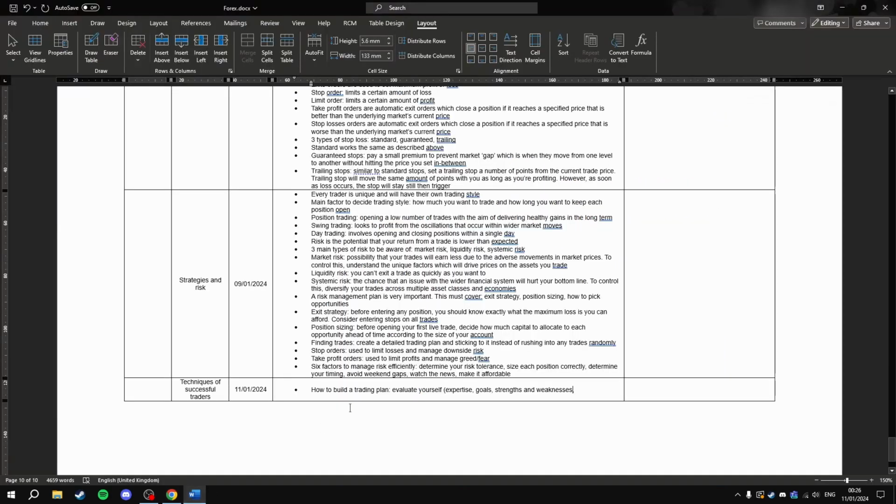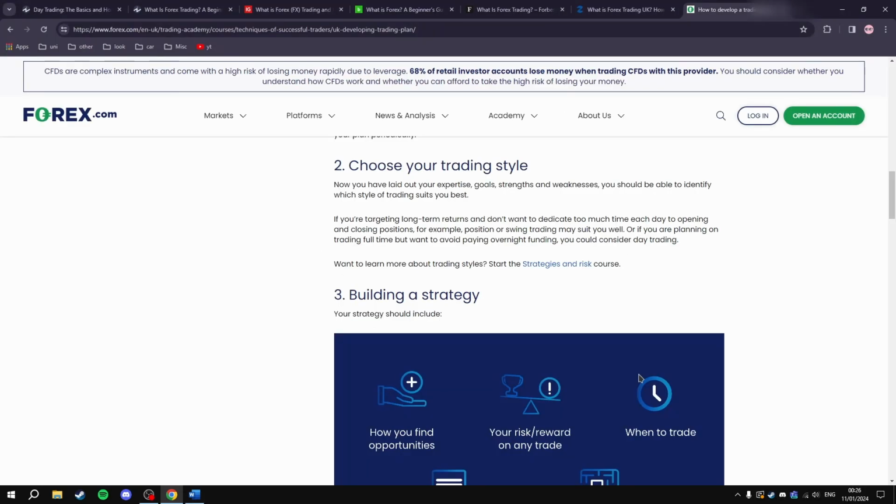Choose your trading style. Now you have laid out your expertise, goals, strengths and weaknesses, you should be able to identify which style of trading suits you best. If you're targeting long-term returns and don't want to dedicate too much time each day to opening and closing positions, for example, position or swing trading may suit you well. Or if you're planning on trading full-time but want to avoid paying overnight funding, you could consider day trading.